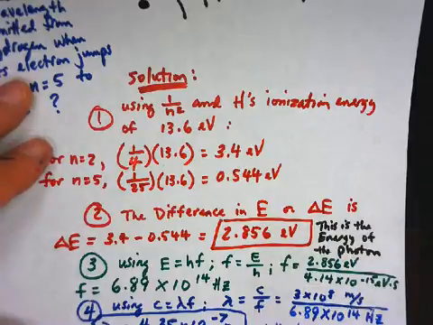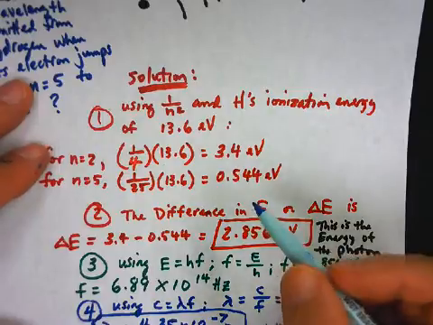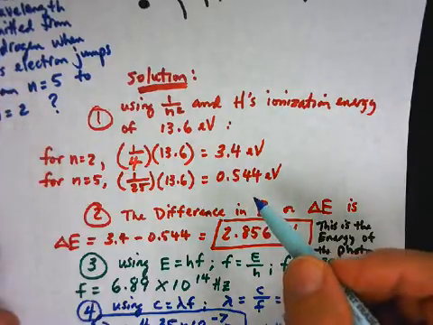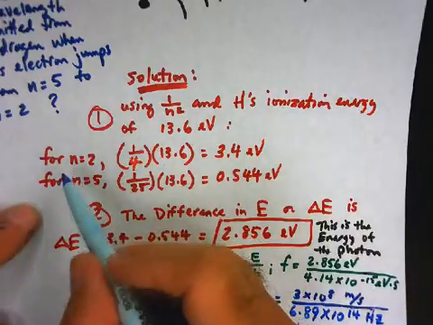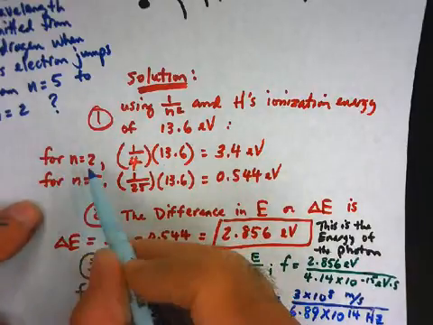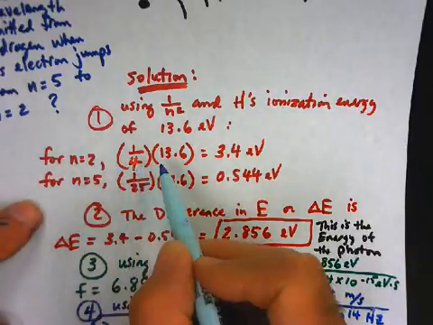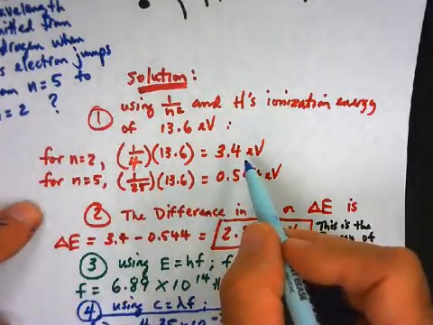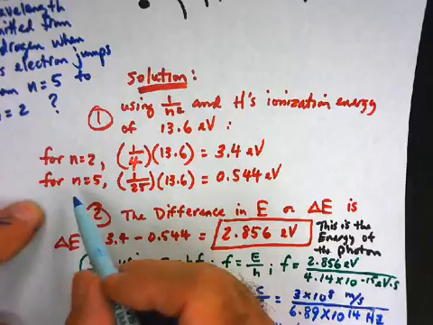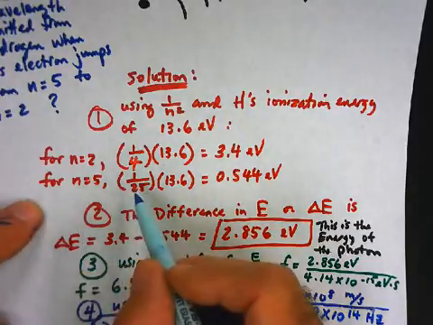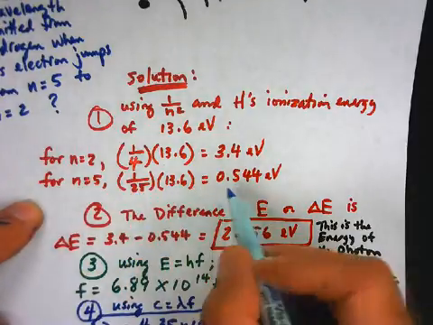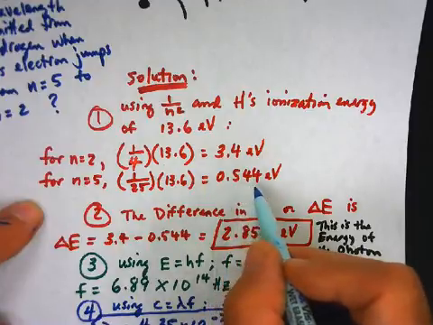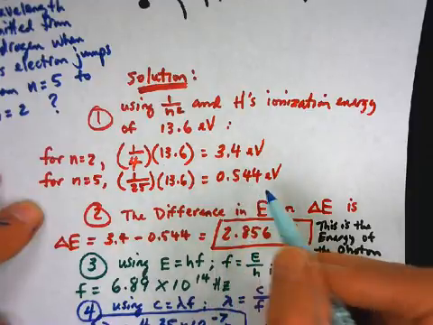Okay, using our 1 over n squared idea and hydrogen's first ionization energy of 13.6 electron volts, let's look. What's the energy for n equals 2? It's 1 over 2 squared, or 1/4 of 13.6, which gives us 3.4 electron volts. We do the similar procedure for n equals 5. That's 1 over 5 squared, or 1/25 of 13.6. We get 0.544 electron volts.